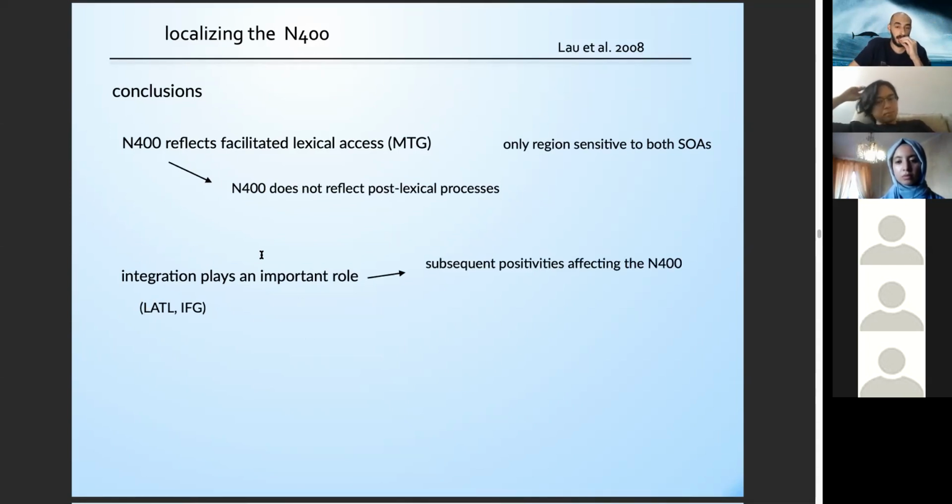And that may produce subsequent positivities affecting the N400, okay? So if you have these positivities for the critical condition, that's going to appear as a larger N400 for the opposite condition, right? Because you always have this problem with ERPs that you never know whether the effect that you find is a positivity in one condition or a negativity in the opposite condition, right? Because you're always comparing two conditions at the same time.